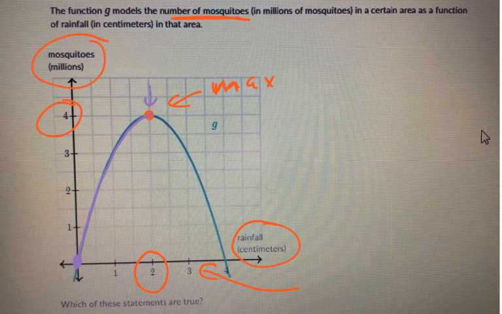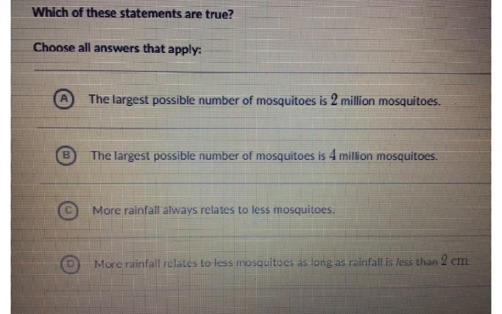Why? Because once over here, it starts raining too much. See, if I have too much rain and water, it's just going to wash the larvae and the mosquitoes away, you see? And that's why the mosquito population will decrease at a certain point, because if there's too much water, they literally get washed away. Okay, but anyways, let's get to the questions. And you just go through them one by one, guys.